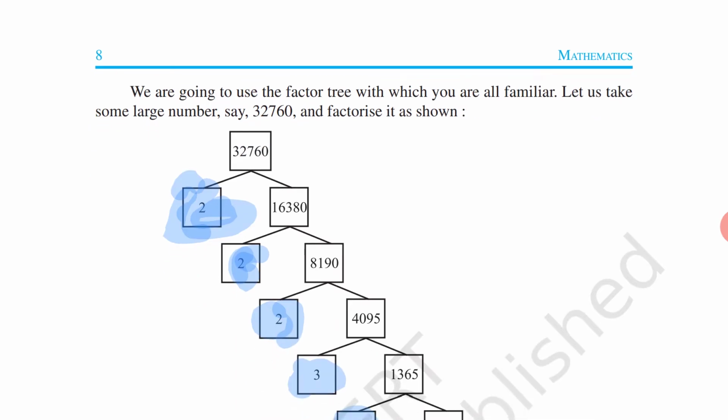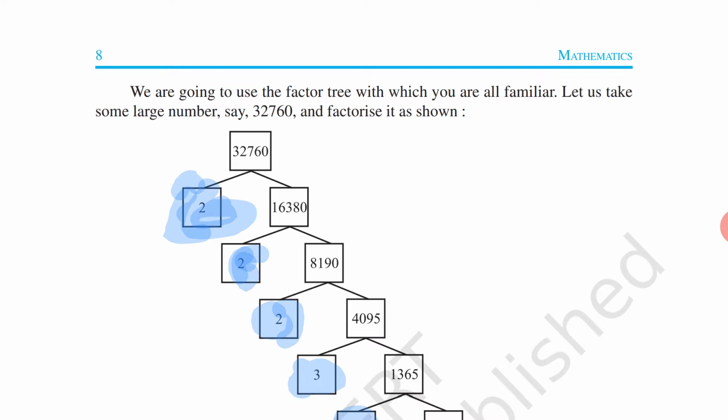This is one of the numbers. How to find the prime factors by using the factor tree? If we divide 32,760 by 2, we get 16,380. That means 2 multiplied by 16,380. Factorize this 16,380, because 2 is a prime number. So 2 multiplied by 8,190. Again 2 is a prime number. Factorize 8,190, and that factorization is 2 into 4,095.